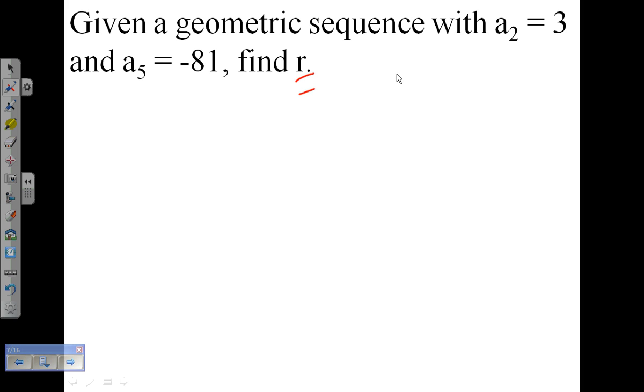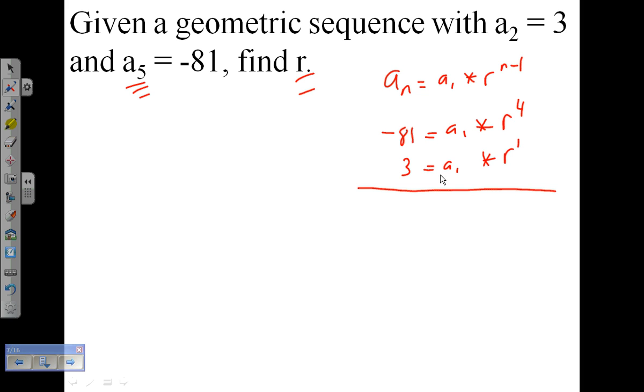So you have a sub n equals a sub 1 times r to the n minus 1. Again, I like that one first because of the exponent. Negative 81 equals a sub 1 times r to the 4th, and 3 equals a sub 1 times r to the 1st. Divide the two equations, you get negative 27 equals r cubed. Again, a sub 1 divided by a sub 1 is 1. You subtract exponents when you divide those, and you get negative 27. So r equals negative 3.